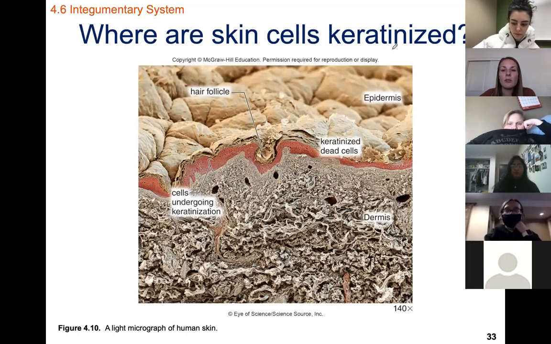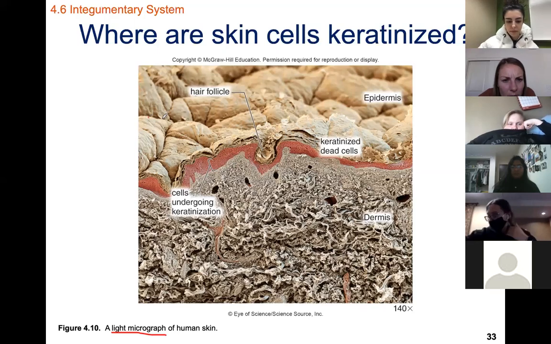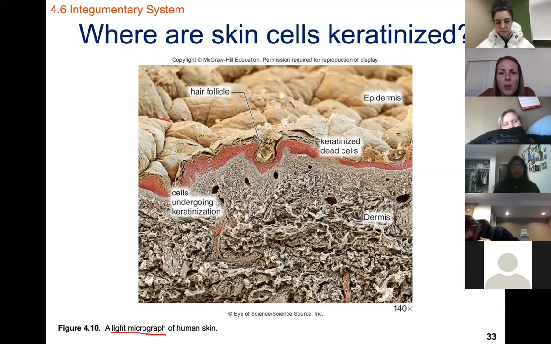Okay, so where are skin cells keratinized? This is kind of like one of those light micrographs. Remember we talked about that 2D image that we can look at. This one actually has a little bit of a 3D image in my mind, but this is the epidermis. All of this up here is the epidermis. This is your layer of skin cells.